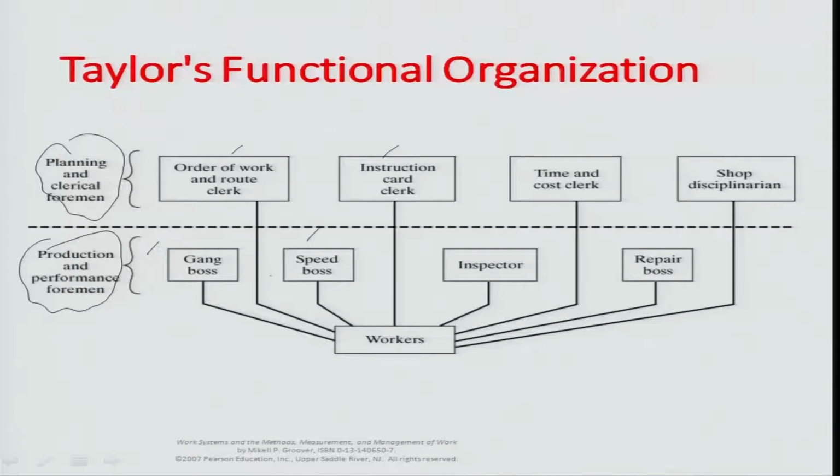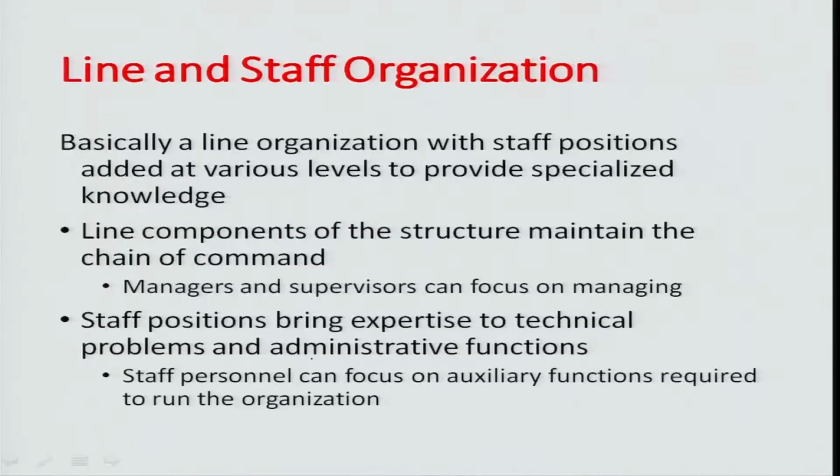For example, there could be a gang boss, a speed boss, an inspector or repair boss who are all in the production domain, and similarly there could be a work order boss, or a boss who is going to give instruction cards, or a time clerk monitoring time, or again a shop disciplinarian who would look into the administrative activities, and typically each worker would have to report to all. So, although it is a very inefficient form of organizational structure, this is the first evidence of a line structure. This can be modified now into what you call a line and staff organization, which sometimes does prevail nowadays in bigger organizations.